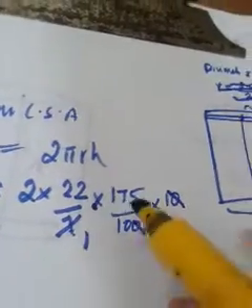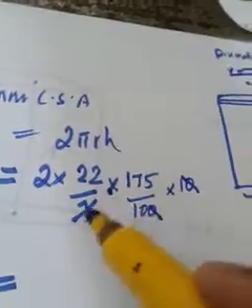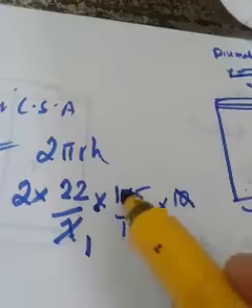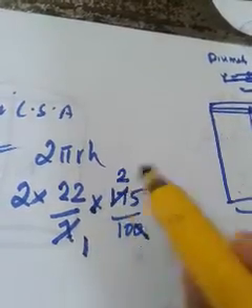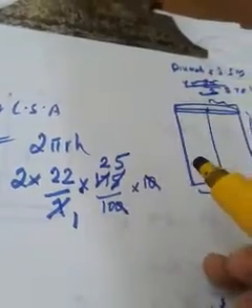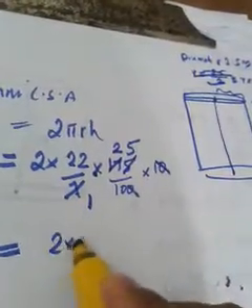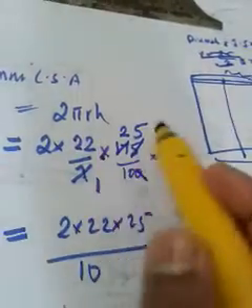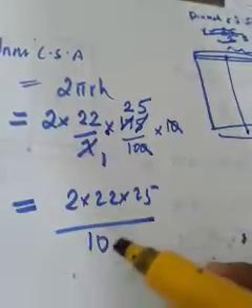In 7, how many 7s? 1. You are not supposed to cancel by pen. You are supposed to use a pencil to cancel like this. In 7, how many 7s? 1. In 17, how many 7s? 2 17s are 14. Remainder is 3. 35, 5 7s. Okay. And now just see what is remaining. 2 into 22 into 25 divided by 10. 2 into 2 into 25 divided by 1 into 10. You may have understood, no?